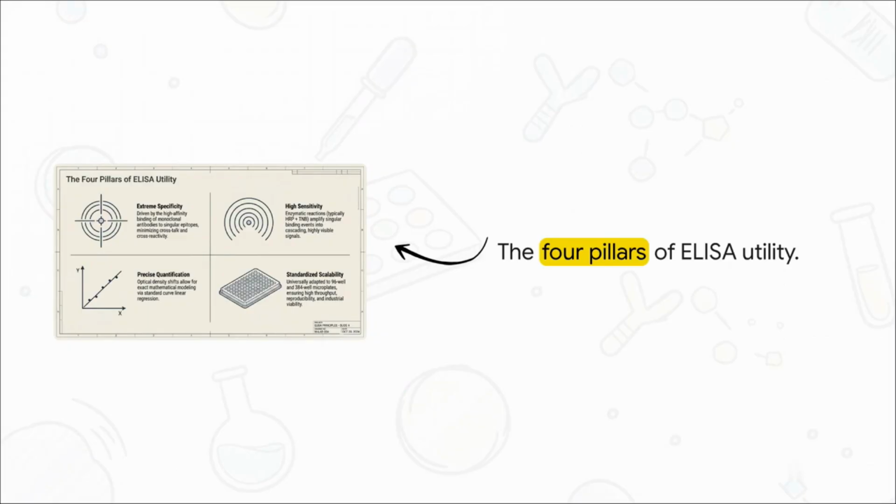When you harness that unique antibody structure, you unlock the 4 pillars of ELISA's utility. First, extreme specificity, which is usually driven by monoclonal antibodies binding to singular targets. Second, high sensitivity, driven by enzymes amplifying a single microscopic binding event into a highly visible signal. Third, exact mathematical quantification using optical density. And fourth, standardized scalability, universally adapted to 96 or 384 well microplates for high-throughput lab processing.